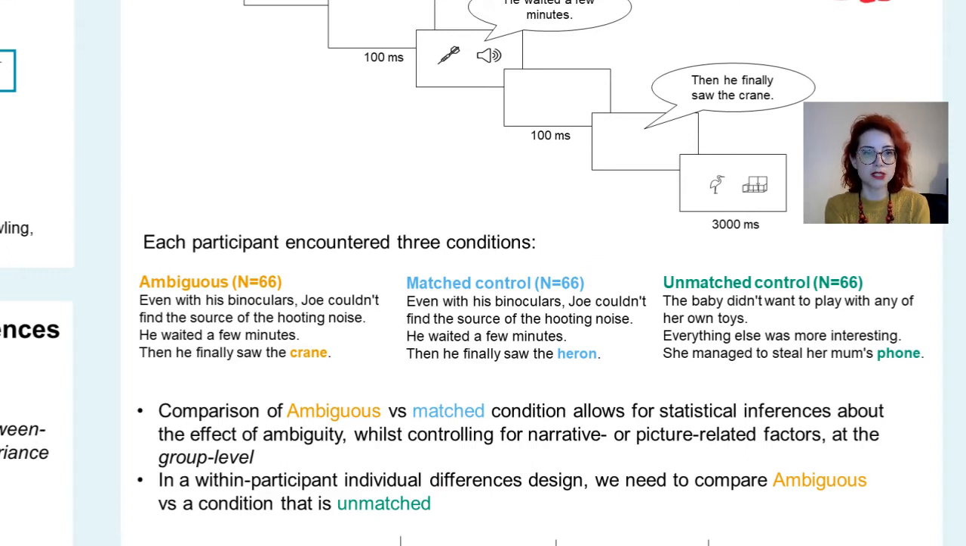A comparison between these two conditions is what we would do in a traditional experimental setting, and we would then be able to draw conclusions about group-level effects of ambiguity. However, from an individual differences perspective, we need to make a comparison within participant. Since we can't present the same individual with the same story twice, we are forced to instead make a comparison between the ambiguous condition and an unambiguous condition that is not as neatly matched.